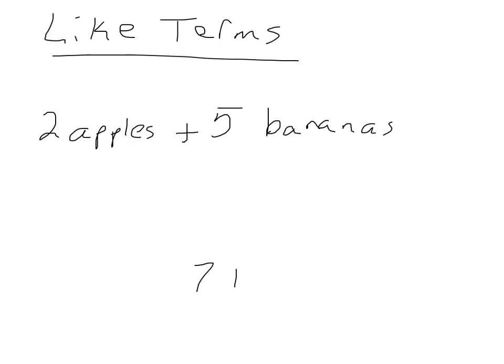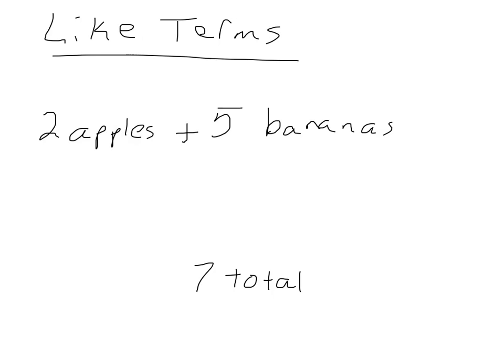Well, the answer was 7 total, right? But if I ask you 7 what? Can you just combine the apples and bananas? No, they're not the same type of fruit. If I combine the words apples and bananas, it might be like 7 banapples. That doesn't make sense. You cannot combine the apples and bananas. They're not alike. They're not the same.